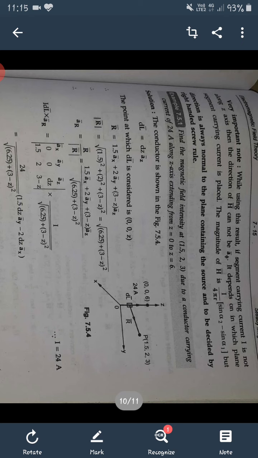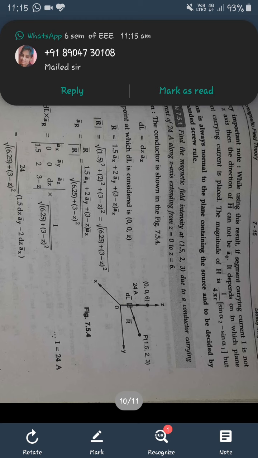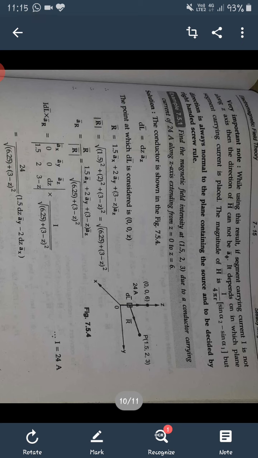dl equals dz az cap because it is on the z-axis. The point at which dl is considered is 0, 0, z. Therefore r equals 1.5 ax. We get the magnitude of r as square root of 6.25 plus 3 minus z whole square. Therefore you can get the ar vector. Then find out I dl cross ar vector.